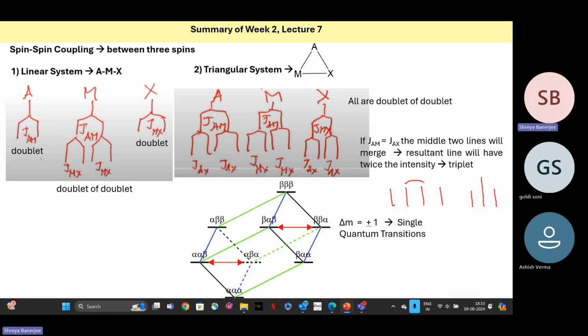So these two lines, if they are merging with each other, you will have one line in the middle which has higher intensity and two smaller lines. So in that case, it's called a triplet.